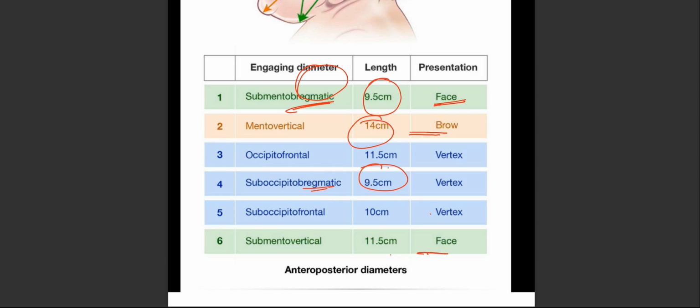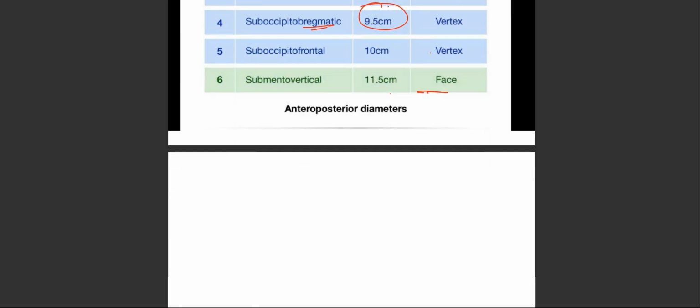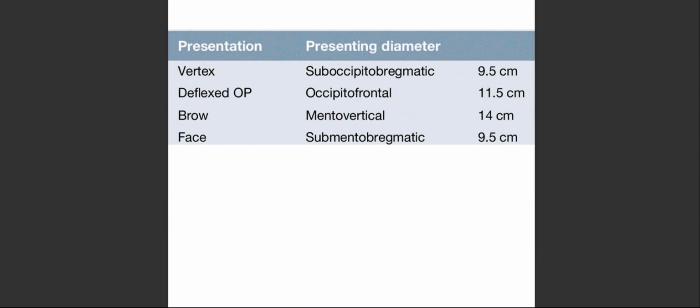And for the transverse diameters, there is a mnemonic called Miss Tina so pretty. That is, bimastoid diameter is 7.5 centimeter, bitemporal diameter is 8 centimeter, subparietal diameter is 8.5 centimeter, and biparietal diameter is 9.5 centimeter.